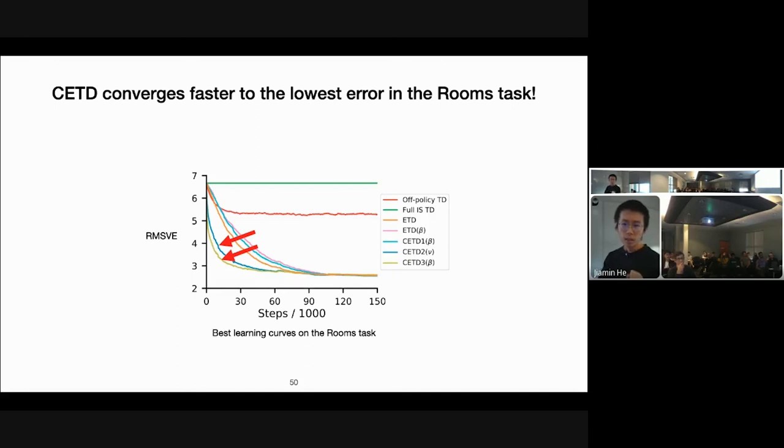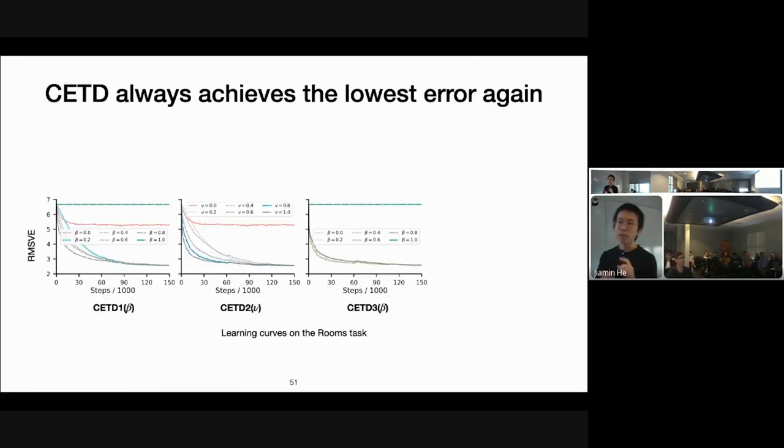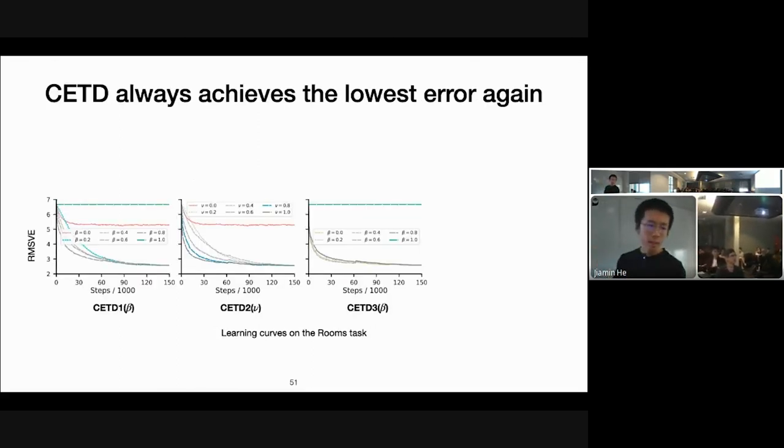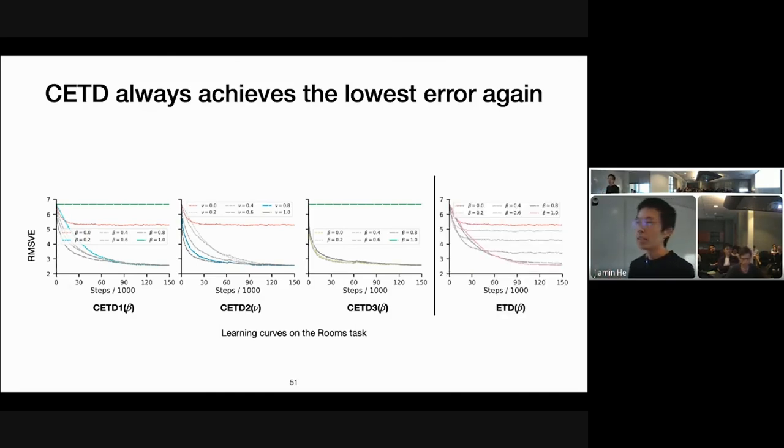In fact, the remaining algorithm also converges similarly faster. We can see the one on the left, the first one, CETD one. I showed the learning curve when beta varies, and the line with some blue color is the line that we just showed in the previous plot. But with some other beta, it can actually learn faster, which is the same as the two other CETD instances. On the other hand, ETD converges much slower and has higher error when beta is small.